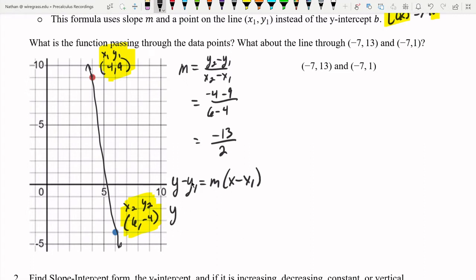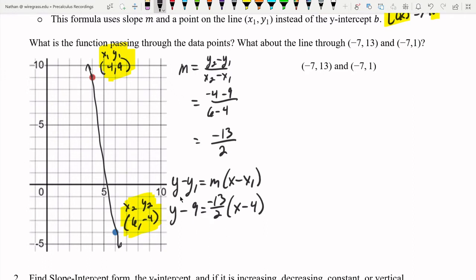y stays the same. y1 is now 9. m is -13 over 2. x1 is 4. And this is the point slope form of this line. Now this is an equation. We can write this as a function. And the equation is what this line is.